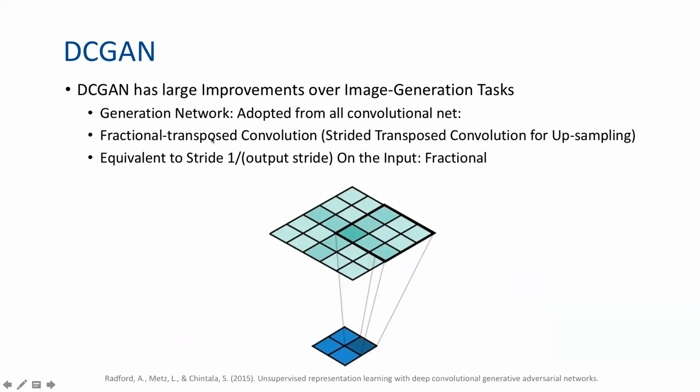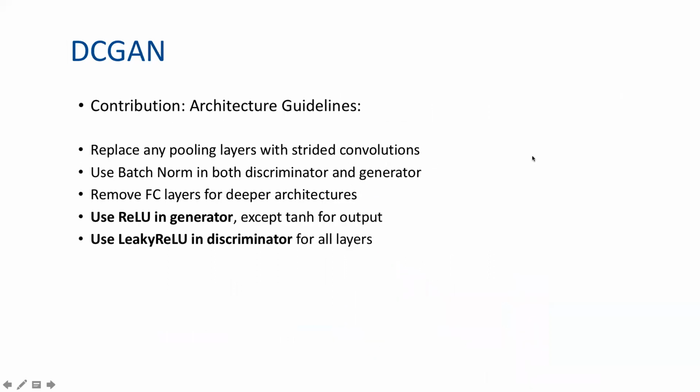The more correct description is fractional stride transposed convolution. I think we already understand what that is, hopefully, from earlier. And there were some other guidelines in the DCGAN architecture. The pooling layers are replaced with strided convolutions. They use batch norm for both generator and discriminator. No fully connected layers. Use ReLU in the generator, except the very last layer, which has a tanh. And they used leaky ReLU in the discriminator, I guess to provide smoother gradients, probably.